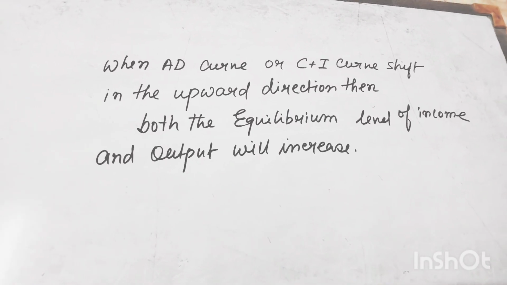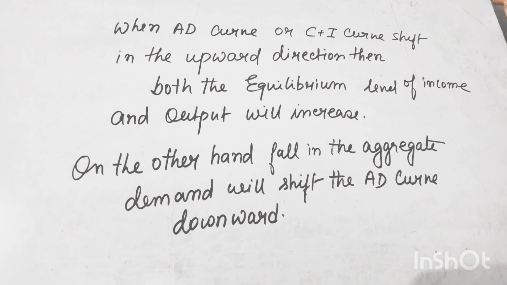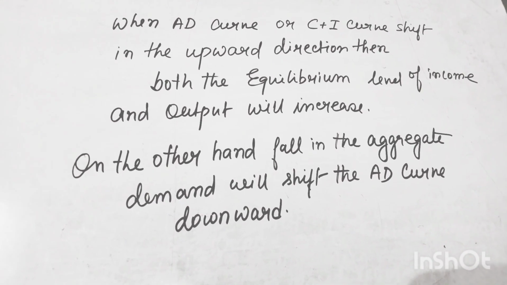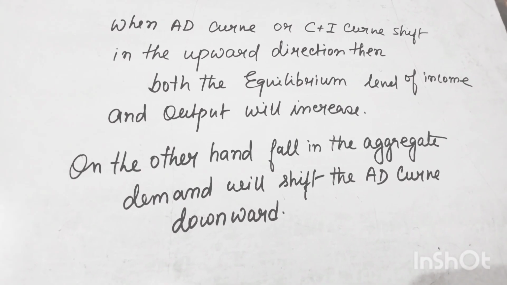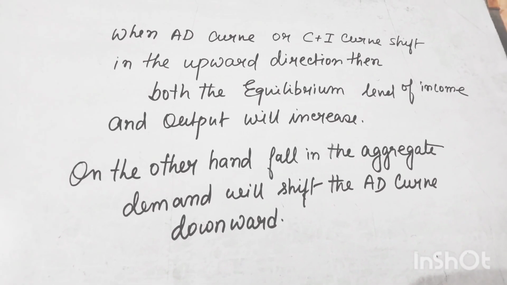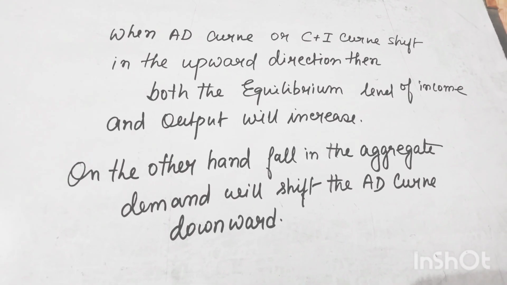On the other hand, when there is a fall in the aggregate demand, that means your AD curve, or we can say C plus I curve, will shift downward. So in that case what will happen? Both the equilibrium level of income and output will decrease.